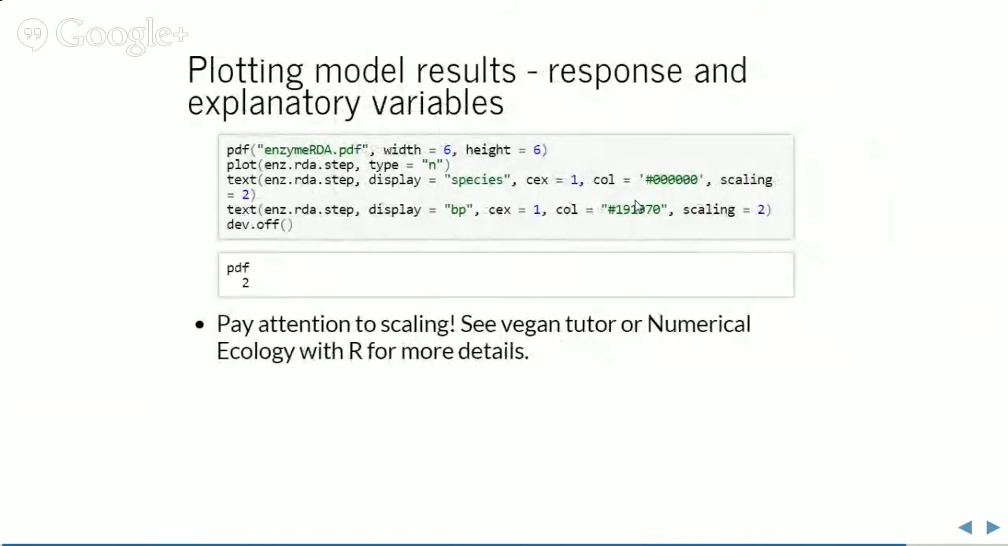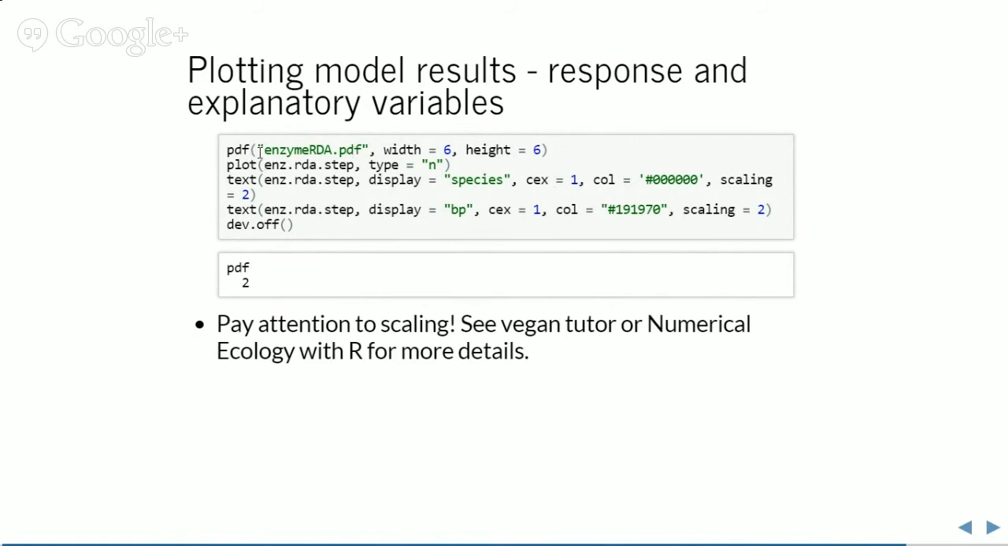So now we'll do some plotting of these results. The ordination plots get really cumbersome because now you have your response variables, your explanatory variables, your sites, and things get crowded. So I think paying attention to how you plot these is really important for actually being able to interpret them.